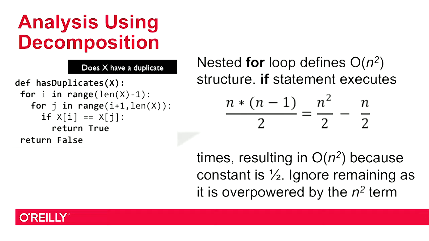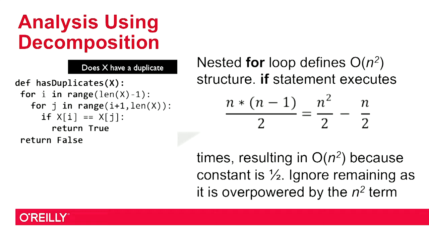Here's an example where I have a nested for loop. And this is the problem where you have a collection and you want to see if that collection contains any duplicates. So what you have to do is, for every element in the collection, you've got to compare it against all the other elements in the collection.